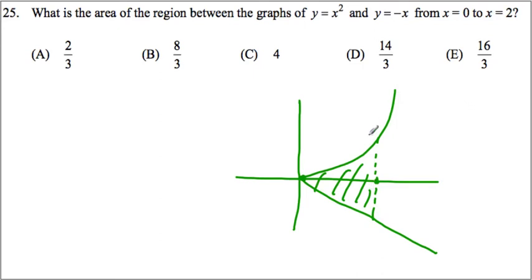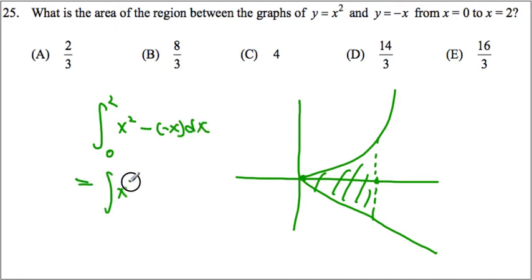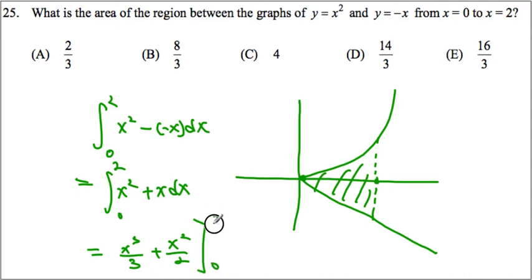How do you find that area? Area basically goes from 0 through 2. The upper function, x squared, minus the lower function, which is negative x, dx. Then this simplifies into the integral of x squared plus x dx from 0 through 2. Then what do we end up getting? Yes, it becomes x cubed over 3 plus x squared over 2 from 0 through 2.